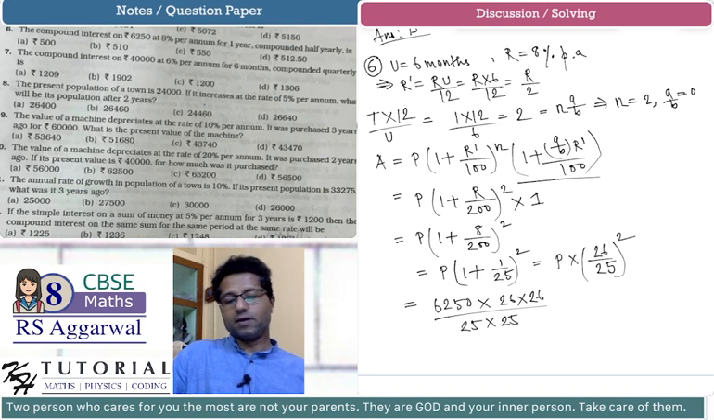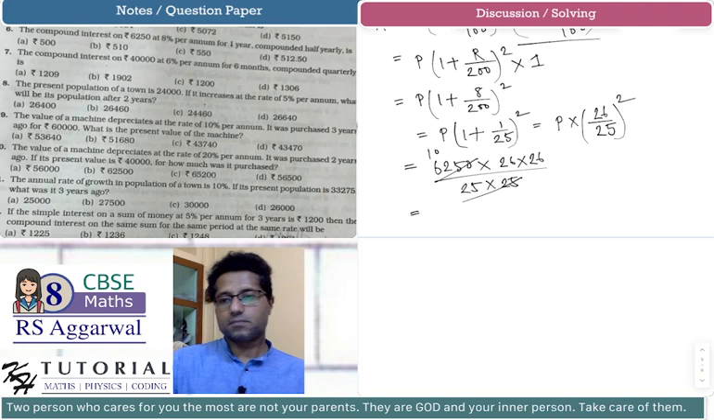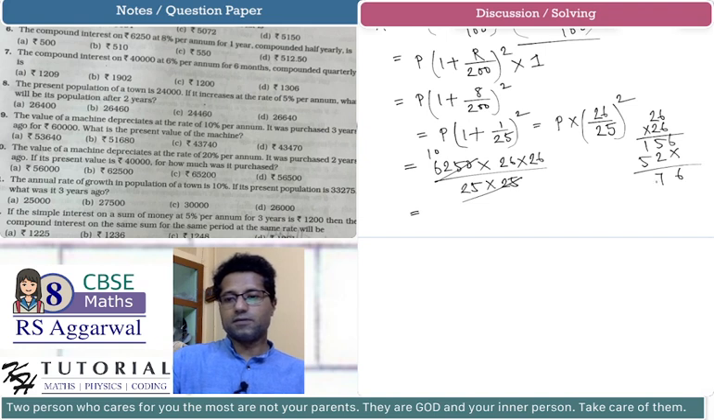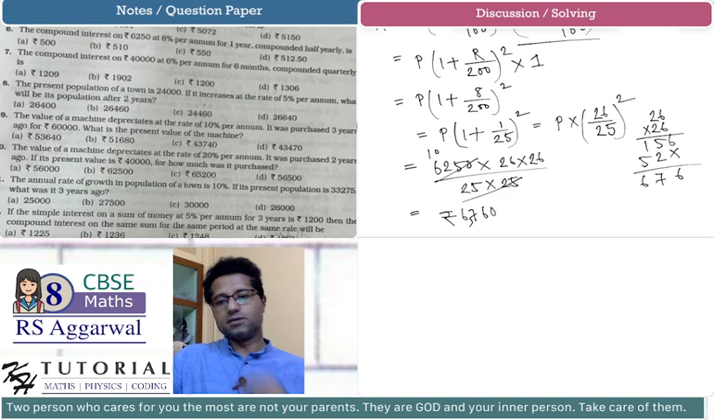So 25 squared we know is 625, so this cancels with 10. So what is 26 squared? 26 multiplied by 26, 676. So this is 6760. 6760 is the amount.